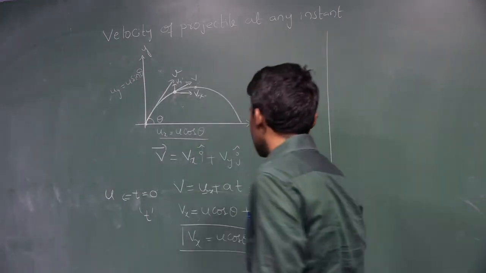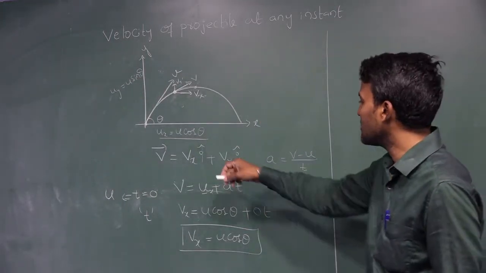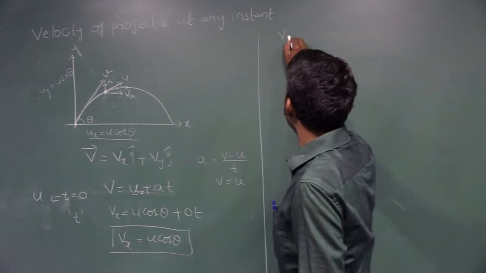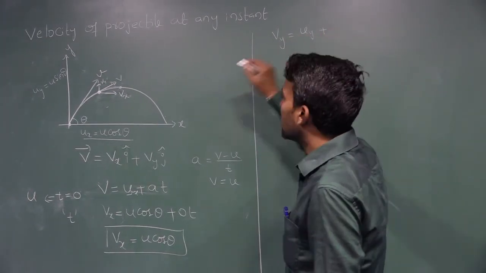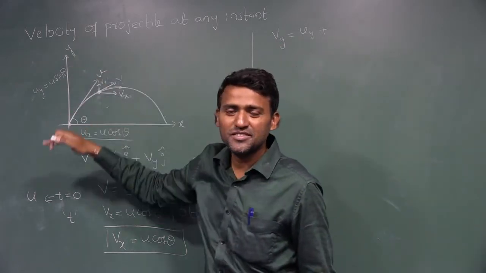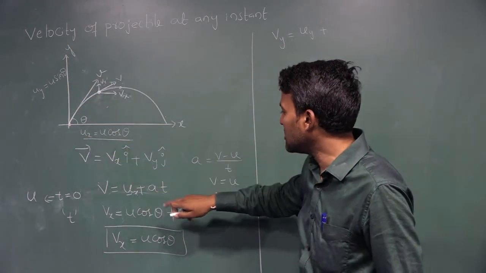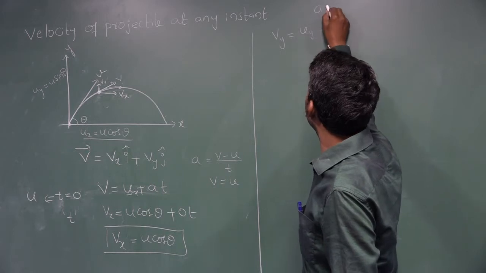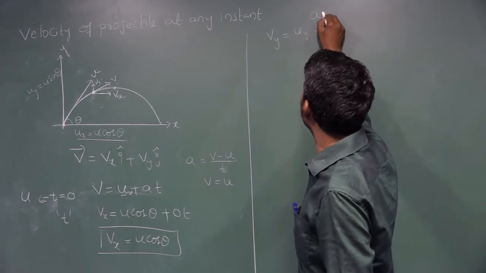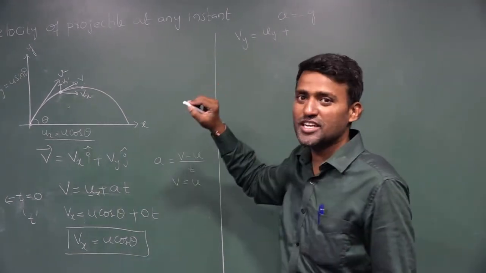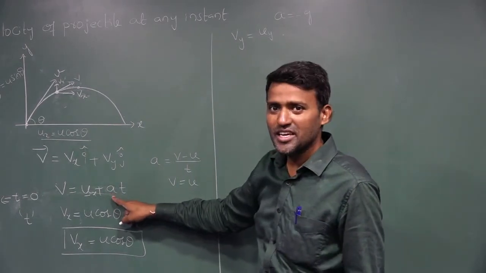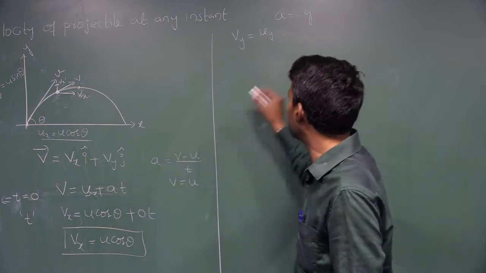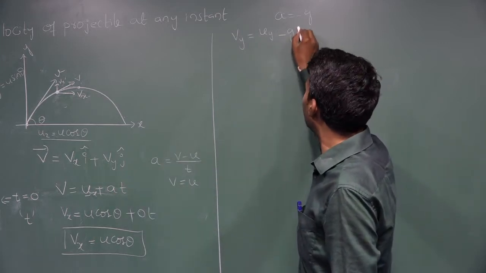Vertical direction. I want to go for the vertical direction. Same equation: Vy is equal to uy plus at. When the object is going in the upward direction, when the object is projected upward, a is equal to minus g. So a is equal to minus g, and t.